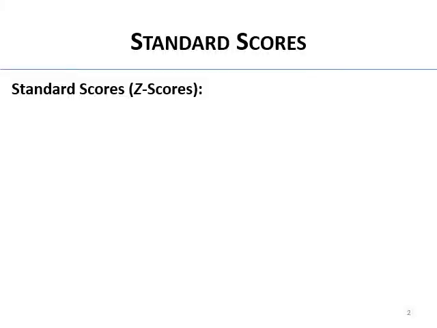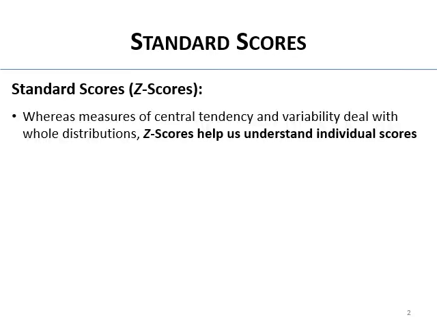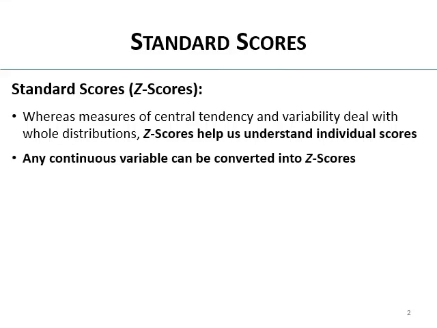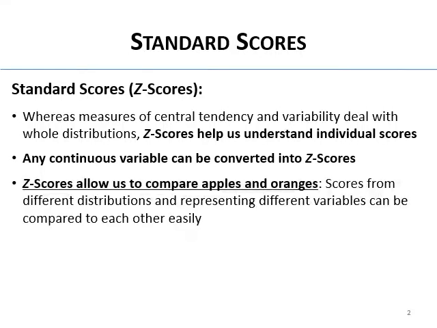Standard scores, sometimes called z-scores. Whereas measures of central tendency and variability deal with whole distributions, z-scores, or standard scores, help us understand individual scores just by looking at the score. So any continuous variable, you can convert it to z-scores. And z-scores are cool. I mean, as cool as stat stuff gets, I guess. So they're useful.